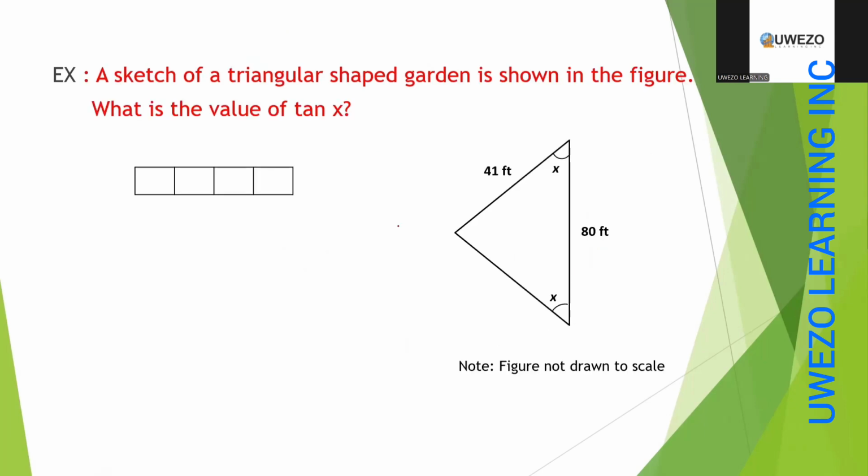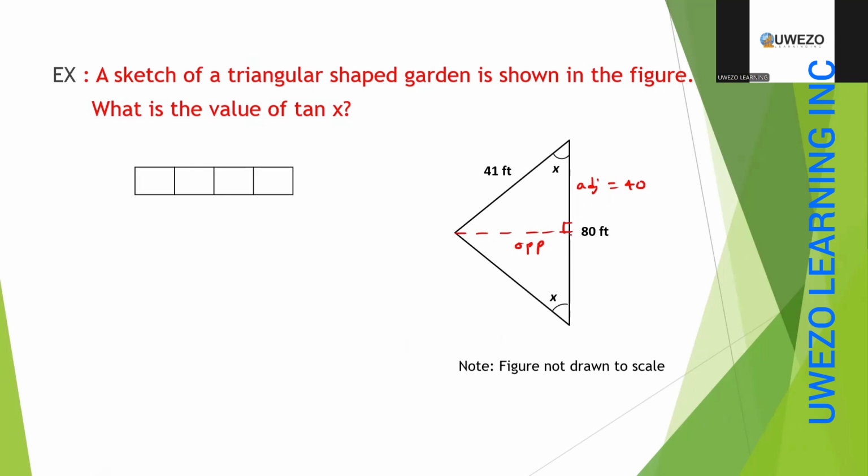Now, sometimes, like we discussed in geometry, we have to imagine lines to solve the questions easily. So here we don't see a right triangle. So let us imagine a height from this vertex. So now we have two right triangles. And to find the measure of tan x, we need the adjacent and opposite. So adjacent would be half of 80. So now we need to find the opposite.